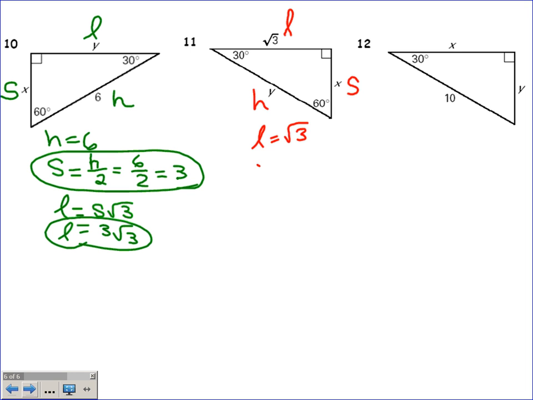Okay, so the short side equals what? The long side times 3 divided by 3, right? Okay, so our long side is the square root of 3. That's times the square root of 3, all divided by 3, right? That's a lot of 3s.